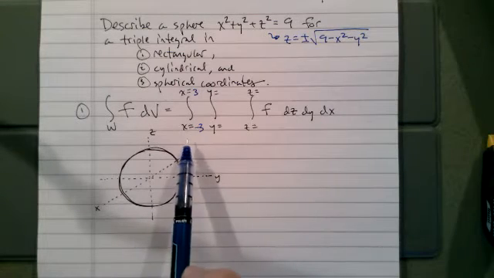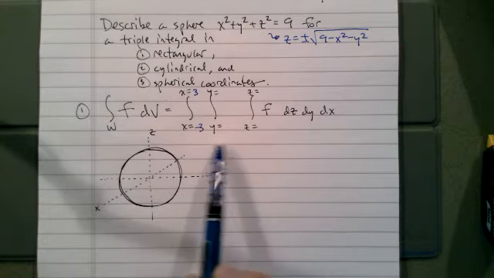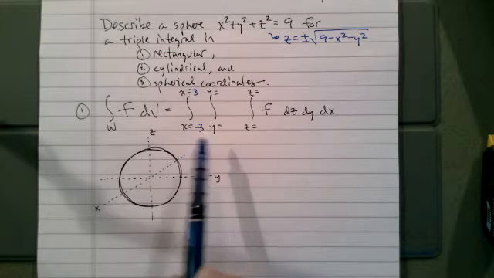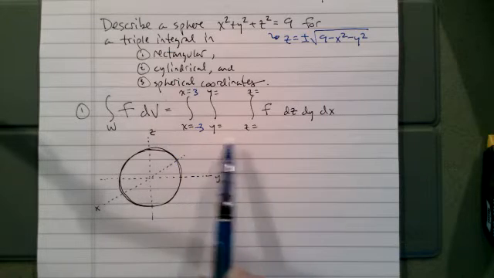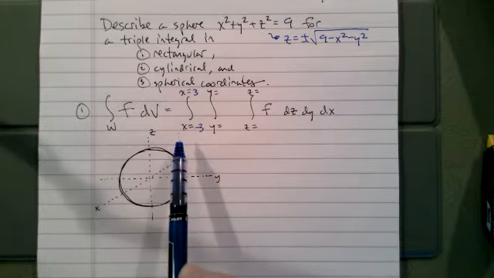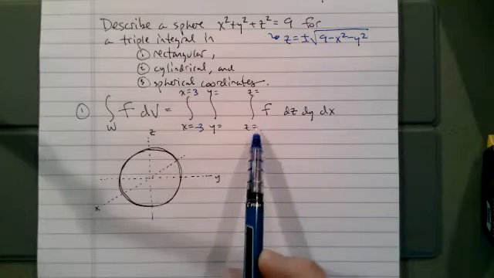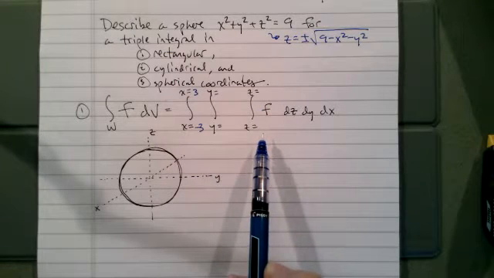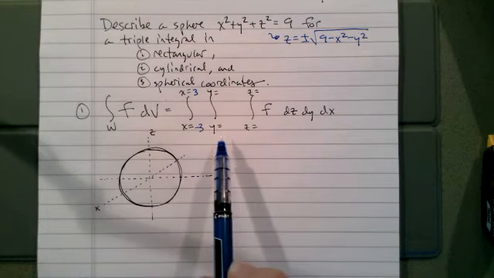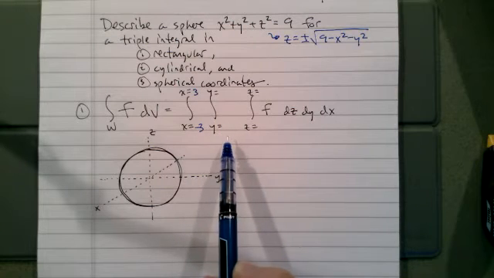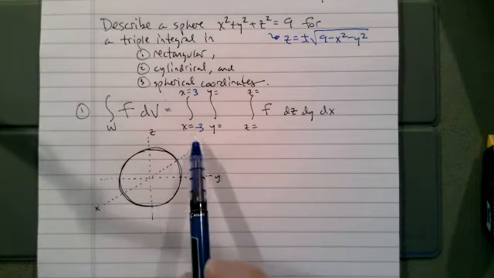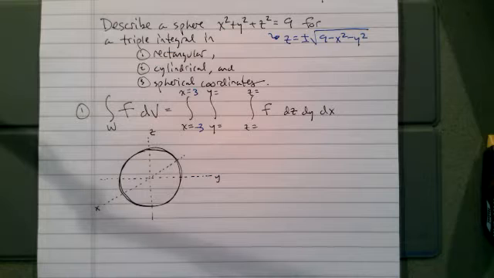Remember that the last integral has to be constants, but the early integrals can involve functions of upcoming variables. So the bounds on z can have functions of x and y. The bounds on y can have functions of x, and x is going to have to be constants.